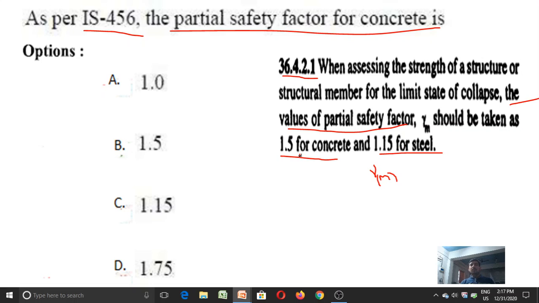So in reinforced cement concrete, we are using two types of material. One is concrete. For concrete, the partial factor of safety is 1.5, and for steel it is 1.15. So let me check the options for this question. Option A is 1, option B is 1.5, option C is 1.15, and option D is 1.75. According to this IS 456 2000, the partial factor of safety for concrete is 1.5. So option B is correct for this question.